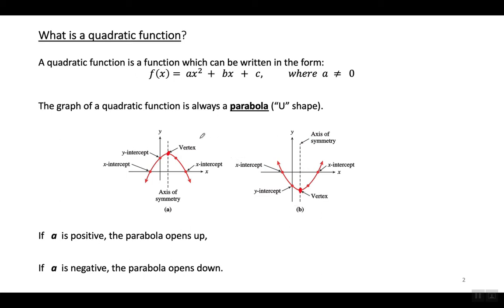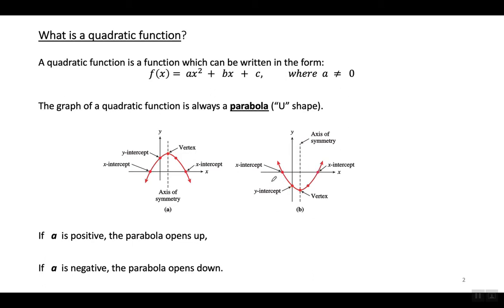The y-intercept is the same as it's always been. The y-intercept is where the line crosses the y-axis. So here's the y-intercept and here's the y-intercept. Notice that in both of these examples there are two x-intercepts. So we have two x-intercepts in these examples.